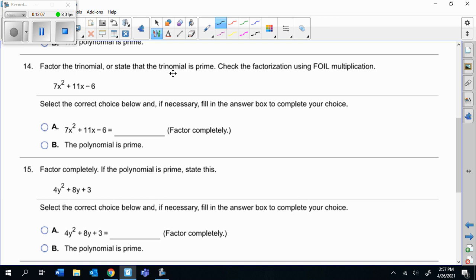All right. Looks like with 14 and 15 and probably multiple problems to come, 16, we're going to use that slip and slide method. So 7 times negative 6 is negative 42. So x squared plus 11x, minus 42.